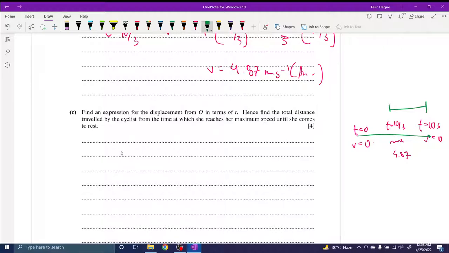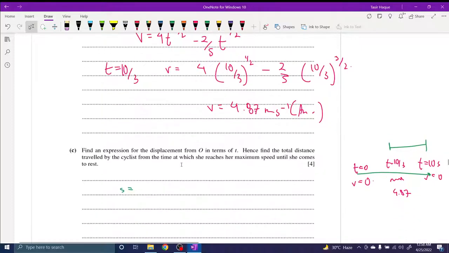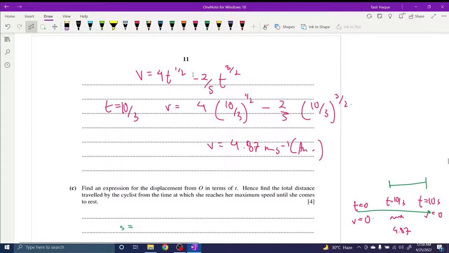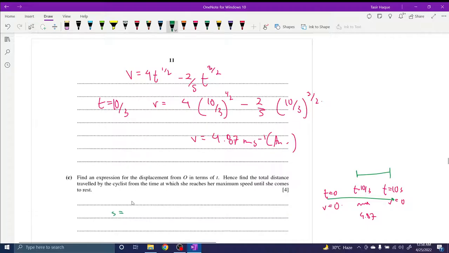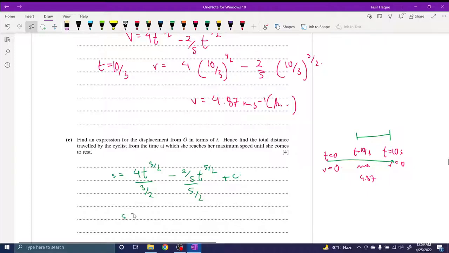Okay, so let's find out an equation for displacement first. I'm integrating velocity. What do I get after integrating velocity? It's going to be 4t to the power 3 by 2 divided by 3 by 2, right? Minus 2 by 5t to the power 5 by 2 divided by 5 by 2 plus c. Or s is actually equal to 8 by 3 t to the power 3 by 2 minus 4 by 25 t to the power 5 by 2 plus c.